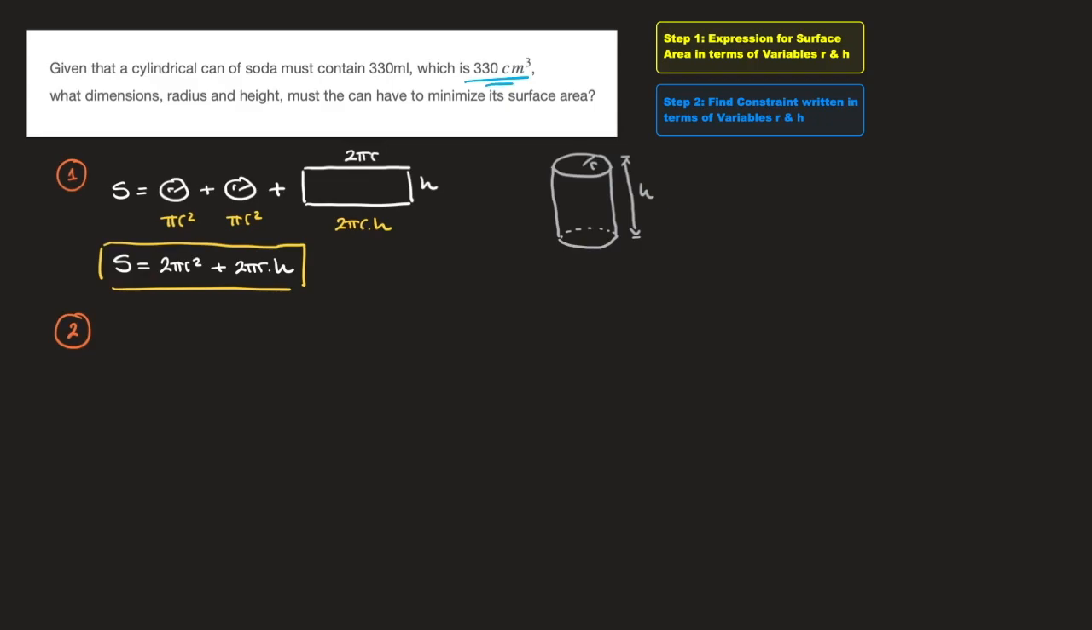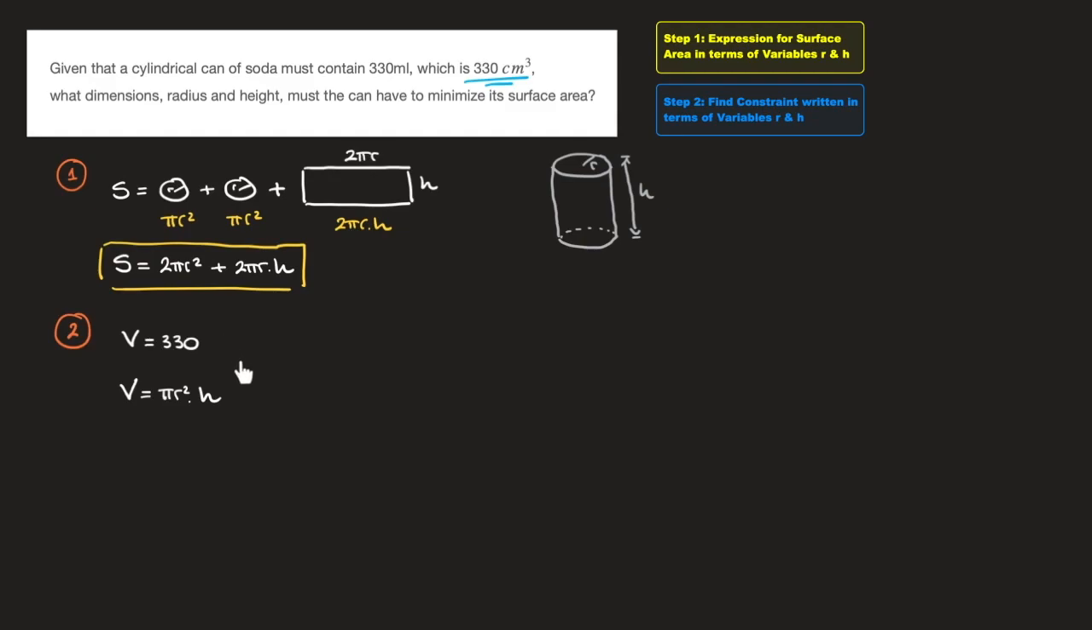So the constraint or limitation is the fact that the volume, which I'll go ahead and call V, has to be equal to 330. And so now that we've identified this constraint, we need to write it in terms of the variables h and r. And for that, we use the fact that the volume of a cylinder is equal to the area of the disk at the base, so that's pi r squared, times the height of the cylinder, which is just h.